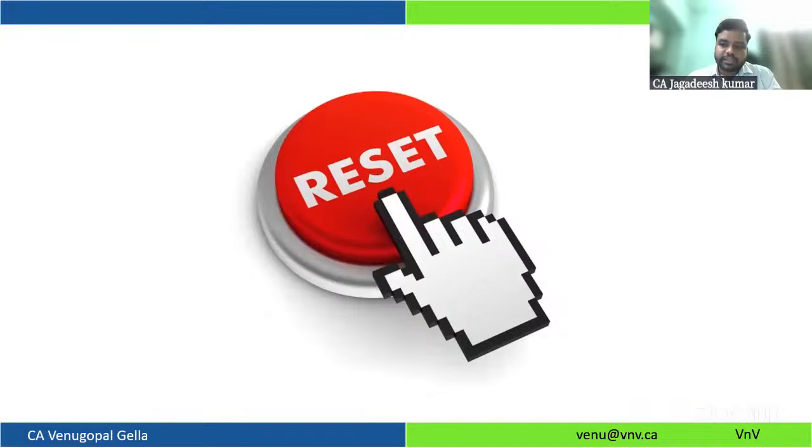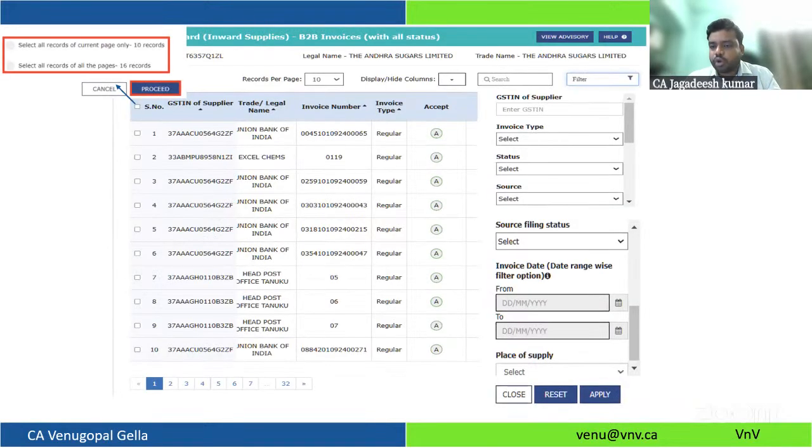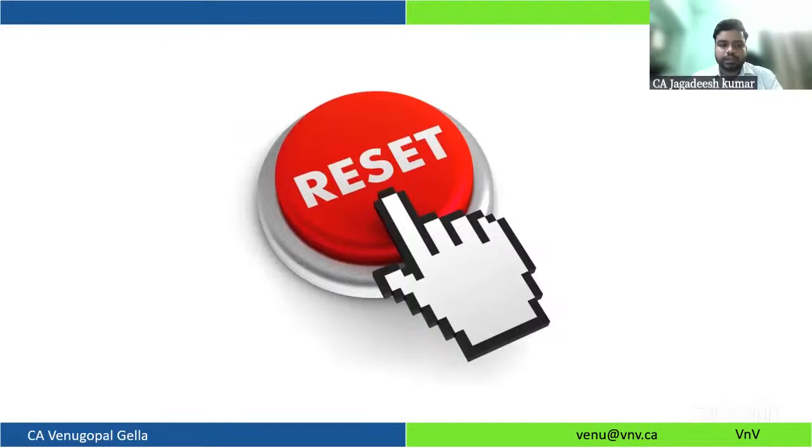Let's say you have already taken action on some invoices, and now you want to reset all the actions you have taken previously. So you will have an option of reset. You can see here the option reset. Once you click this reset, by selecting the invoices you want to reset, all the actions you have taken will go to no action taken. All those records will get reset.